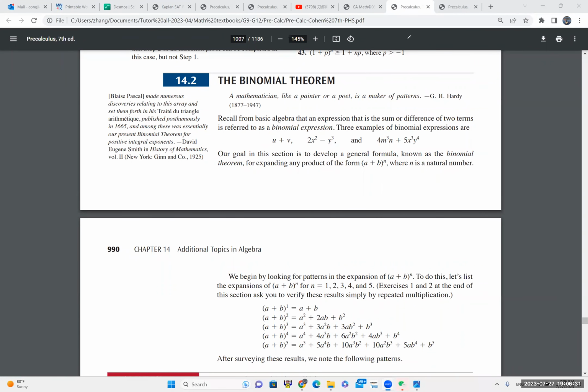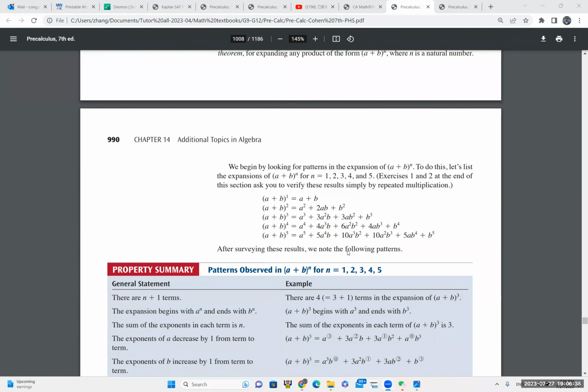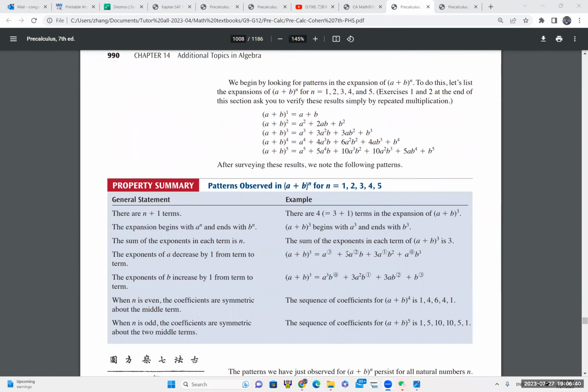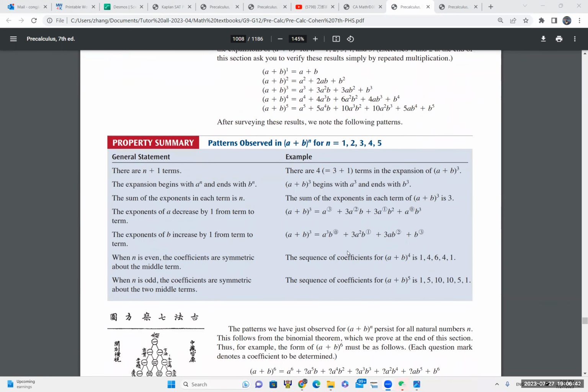Binomial theorem. Property summary. There are n plus 1 terms, which means when you expand it.